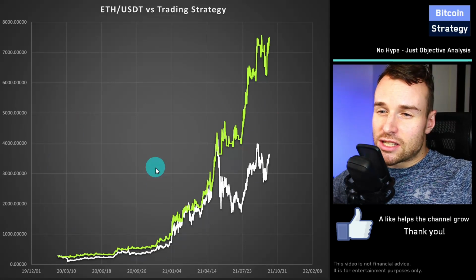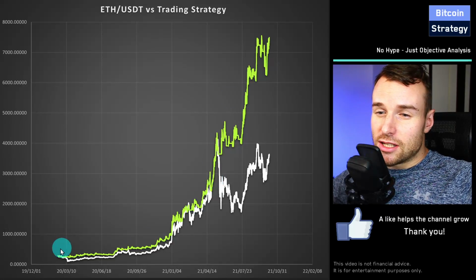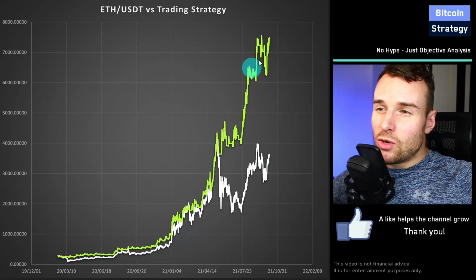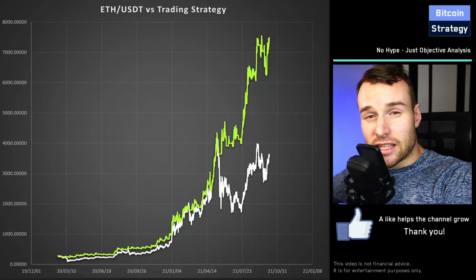This is the result of 1000 backtestings. I've backtested 1000 trading strategies. This is Ethereum here in white, and what you see in green is the result of the backtest. So the performance you can expect by following this exact trading strategy.